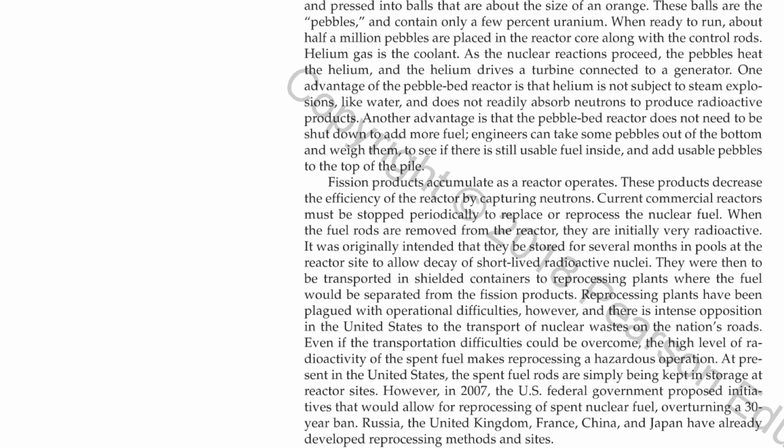Even if the transportation difficulties could be overcome, the high level of radioactivity of the spent fuel rods makes reprocessing a hazard of operation. At present in the United States, the spent fuel rods are simply being kept in storage at reactor sites. However, in 2007, the federal government proposed initiatives that would allow for the reprocessing of spent nuclear fuel, overturning a 30-year ban. Russia, the UK, France, China, and Japan have already developed processing methods and sites.